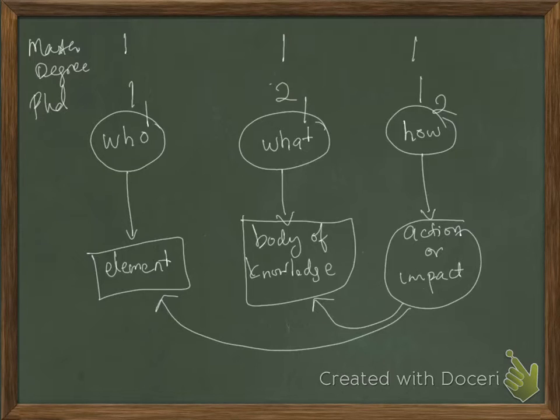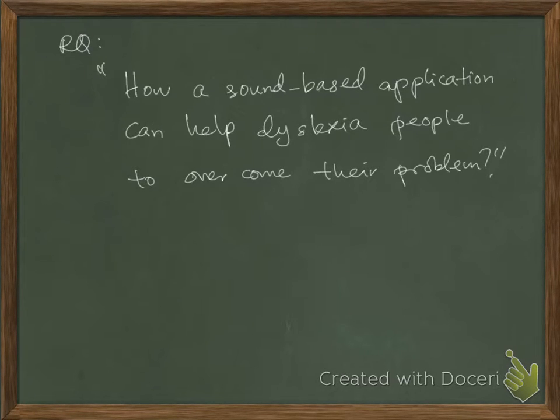Let's have a look at an example. For example, how a sound-based application can help dyslexia people to overcome their problem. So from these questions, you can identify three. The first one is the sound-based application, dyslexic people, and to overcome the problem.